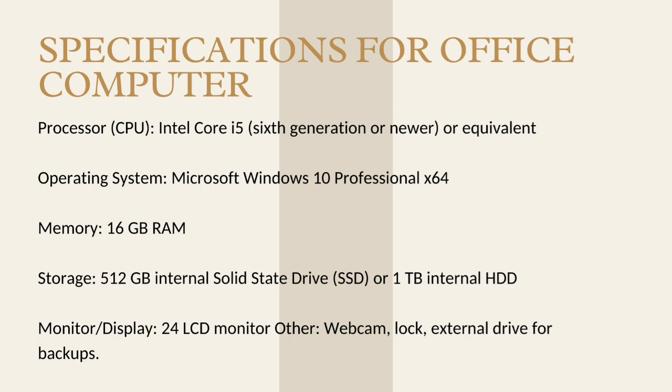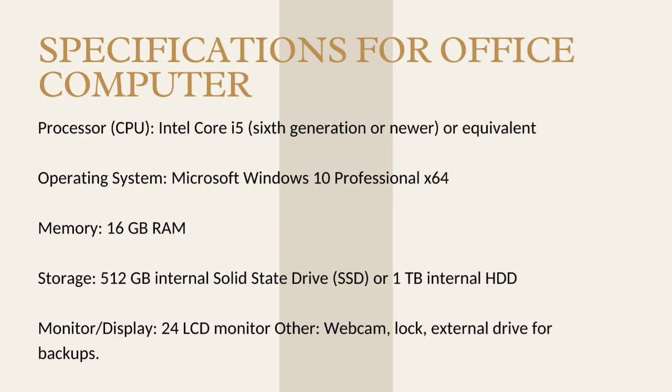When it comes to office computers, the specifications are generally designed to meet the needs of typical office tasks such as word processing, spreadsheet management, email, and web browsing. The processor is an important component of any computer, and for an office computer, a mid-range processor such as an Intel Core i5 or i7 is usually sufficient. These processors provide enough power to handle multiple applications running simultaneously without slowing down the computer.